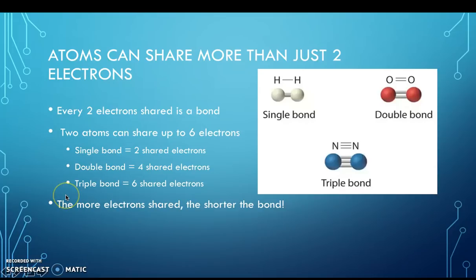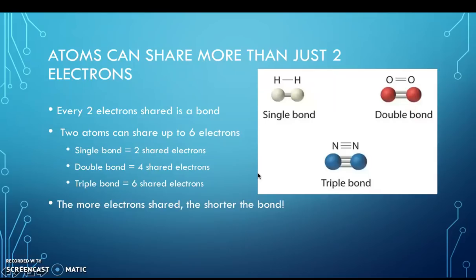The more electrons shared, the shorter the bond is. So again, thinking back to that sharing with a friend, the more things that you share with your friends, probably the closer your friendship is. So the more electrons that these elements share, the shorter the bond is, or the tighter they're held together. We have some pictures here. Hydrogen and hydrogen only have a single bond. Oxygen and oxygen have a double bond, and nitrogen has a triple bond.